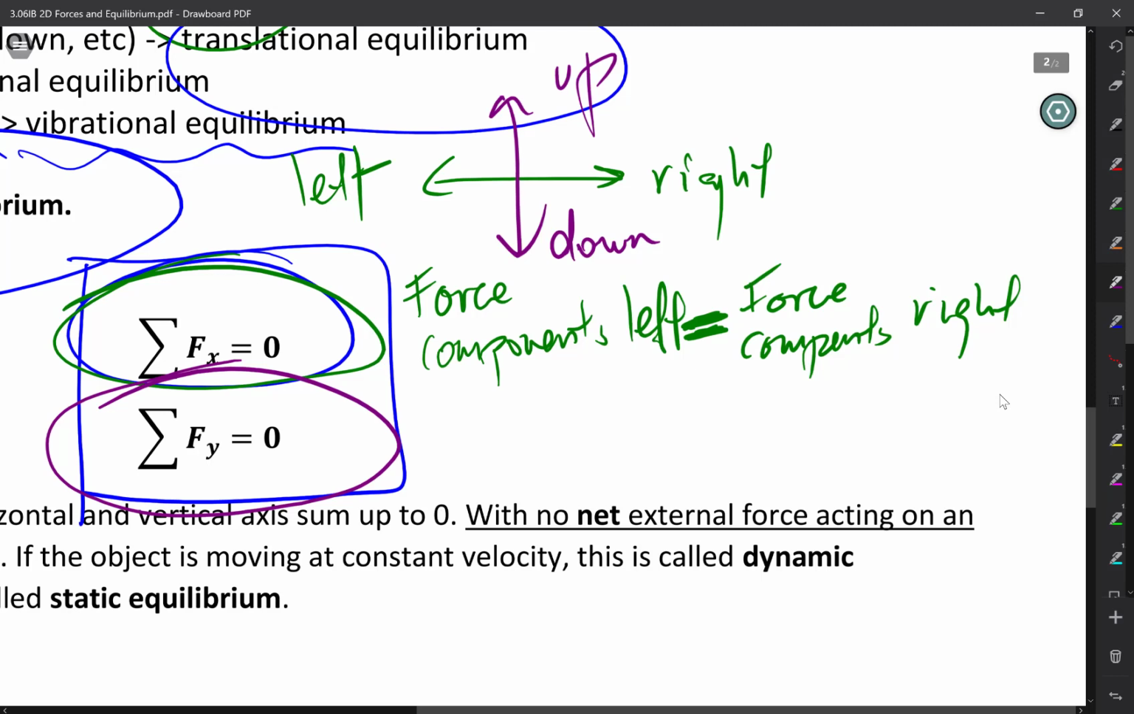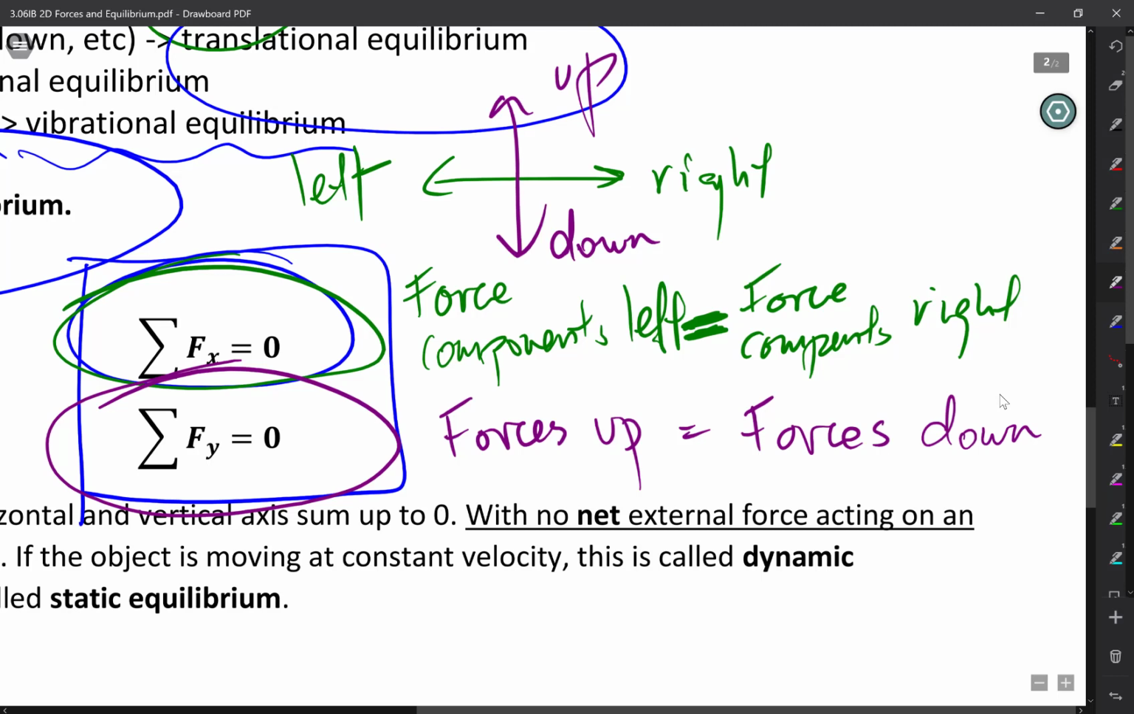Depending on which plane you're talking about. But just in that axis, the forces going one direction must equal the forces pointing in the opposite direction. So in my case here, I would say that the forces pointing up should equal all the forces pointing down. And these all include components, okay?